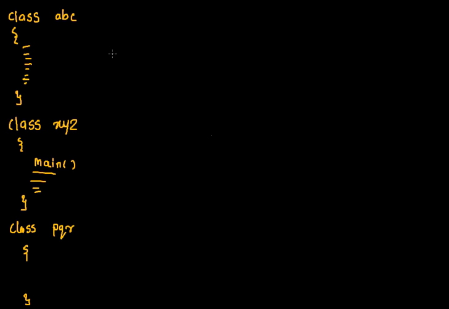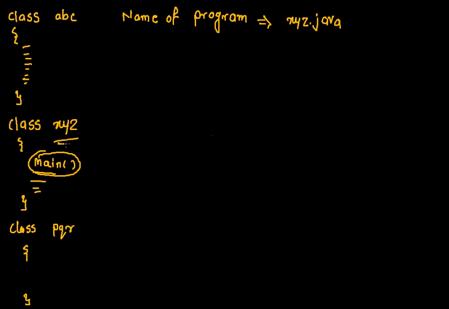So now the question is, when you try to save this program, what will be the name of your program? You have three classes, ABC, XYZ and PQR. So the first question is the name of the program. The name of the program will be fixed and it will be xyz.java. And the reason is very obvious: because your main function is inside the xyz class, the name of your program will be xyz.java.